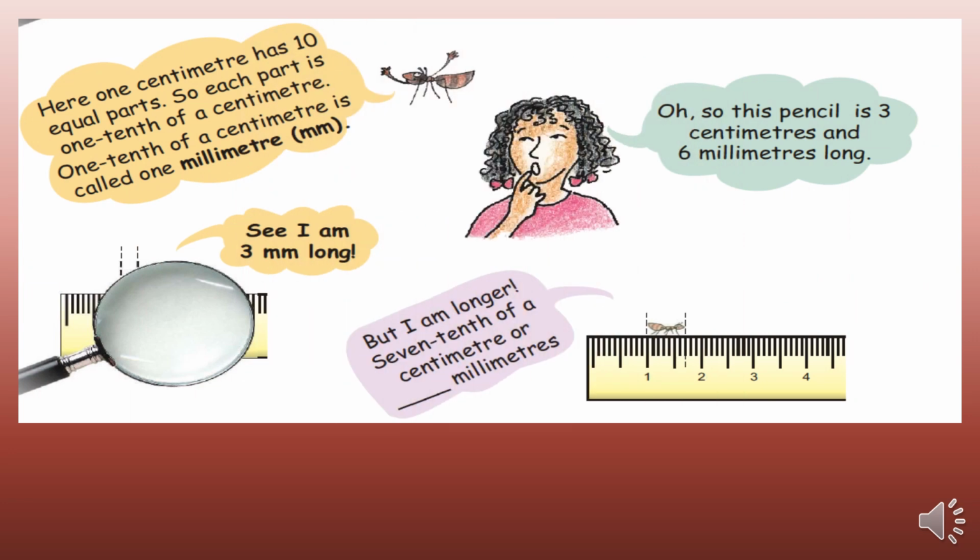So here 1 centimeter has 10 equal parts. So each part is 1/10 of a centimeter. 1/10 of a centimeter is also called millimeter. So this pencil is 3 centimeter and 6 millimeter long. See, I am 3 millimeter long, but I am longer by 7/10 of a centimeter or 7 millimeters.